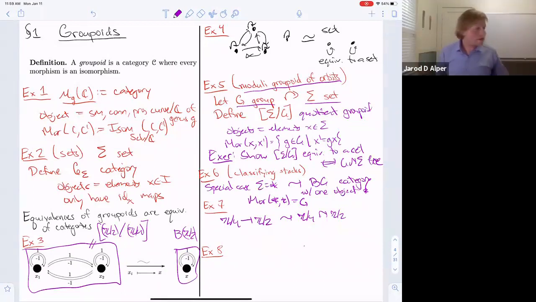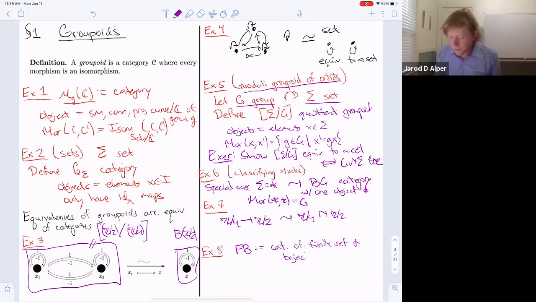Oh, yeah, great, thanks. And then as the last example, which appears in representation stability and is kind of interesting, let FB be the category of finite sets where morphisms are bijections. So this is also a groupoid. And if you think about what this is, it should be the disjoint union over all non-negative integers of the classifying stacks of the symmetric groups.